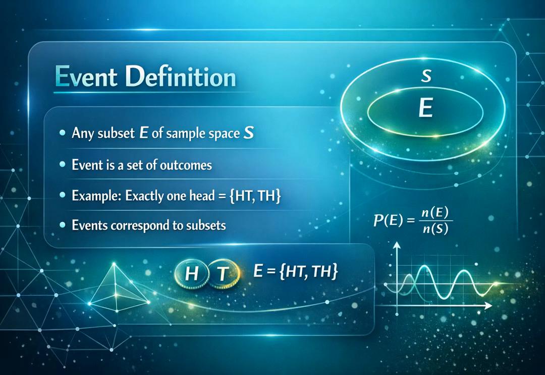An event is any subset of the sample space. If we toss two coins and want exactly one head, the outcomes HT and TH form the event E equals {HT, TH}. Events correspond to subsets of S. The event occurs if the actual outcome is in the event set. This connection between events and sets is fundamental.